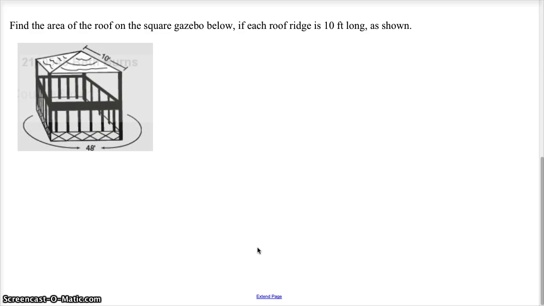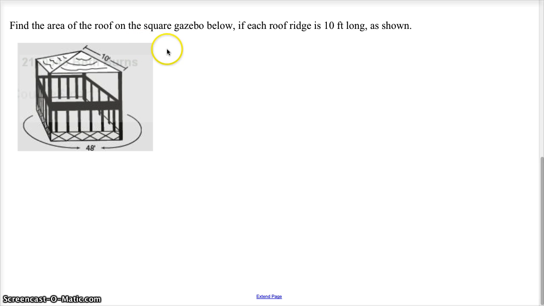This is the last question on the 6.3 class notes. We want to find the area of the roof on the square gazebo below if each roof ridge is 10 feet long as shown. The shape here is going to be a triangle, so what I need to find is the area of a triangle.